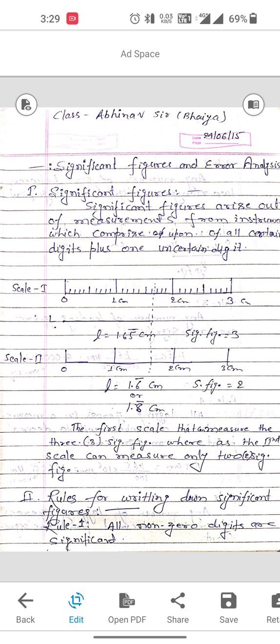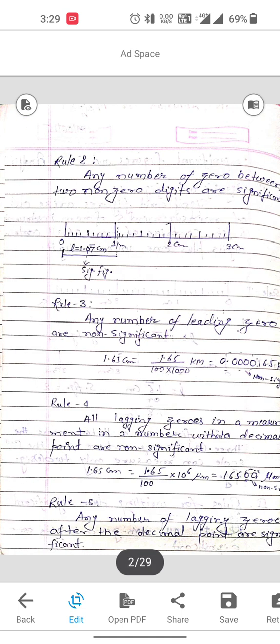Now, rules of writing down significant figures. First rule: all non-zero digits are significant. Whatever non-zero digit is present in the measurement, that will be significant. Rule 2: any number of zeros between two non-zero digits are significant.